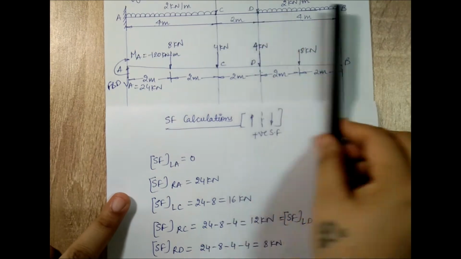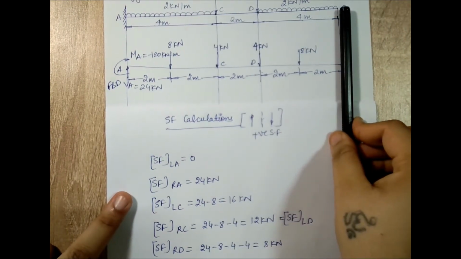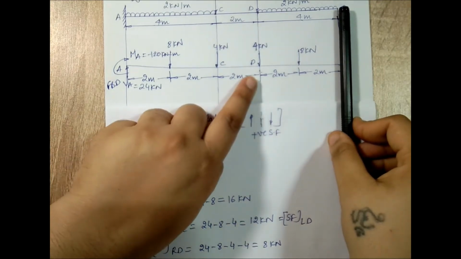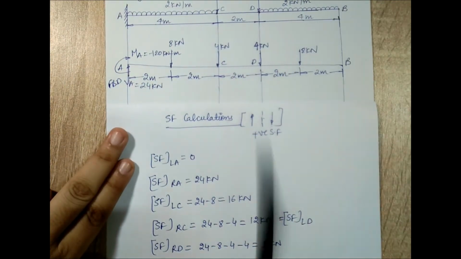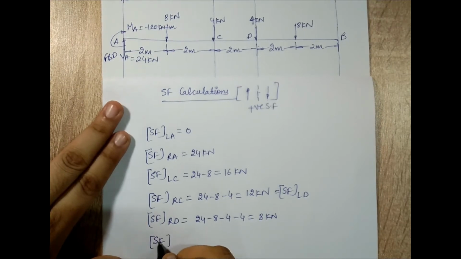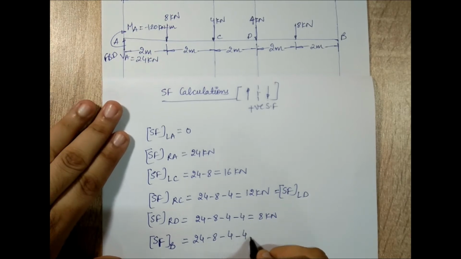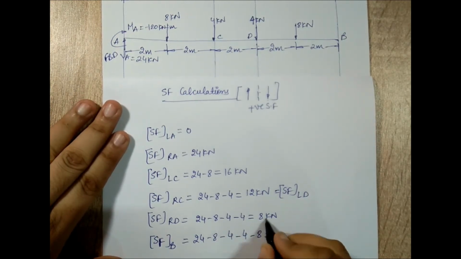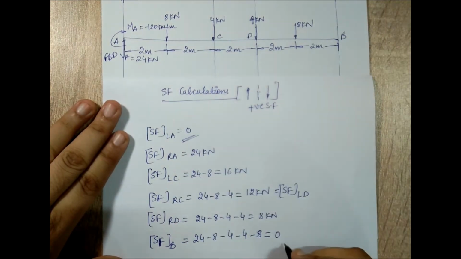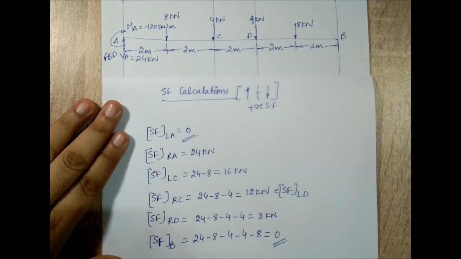Now when I stand at B next, I can see all the forces on the body. So apart from these forces, 8 kilonewton downward also becomes visible to me. So when I calculate the shear force at B, I'll get 24 minus 8 minus 4 minus 4 and minus 8. So this becomes 8 minus 8, 0. So I start at 0, I end at 0. My values of shear force calculation are correct.